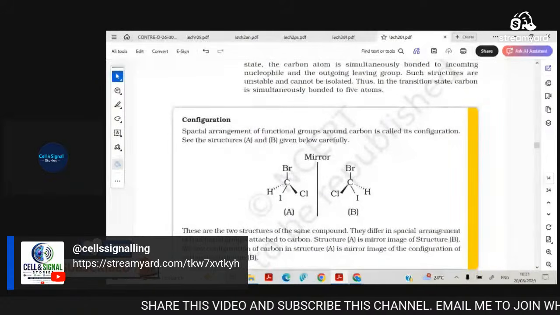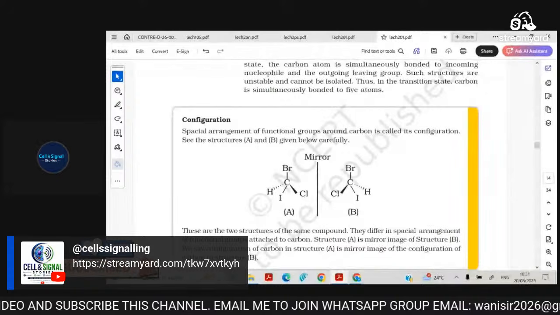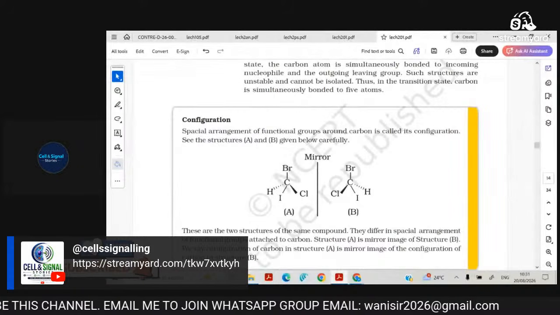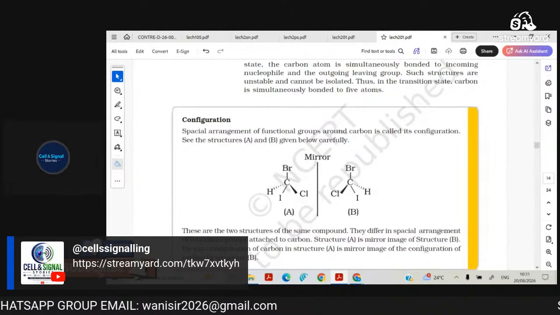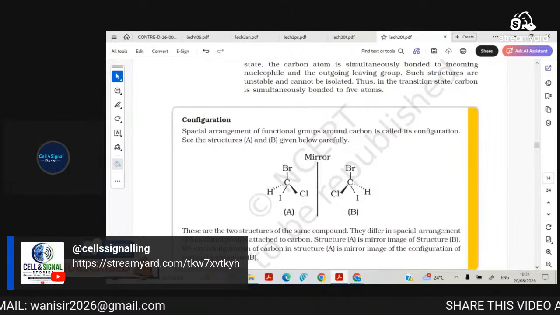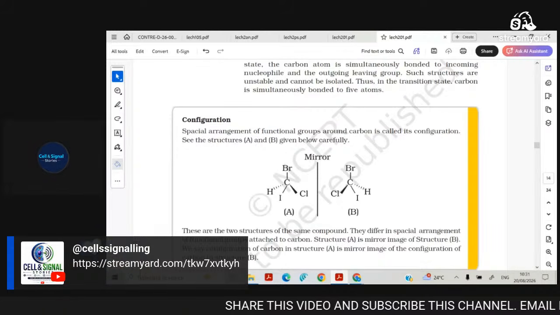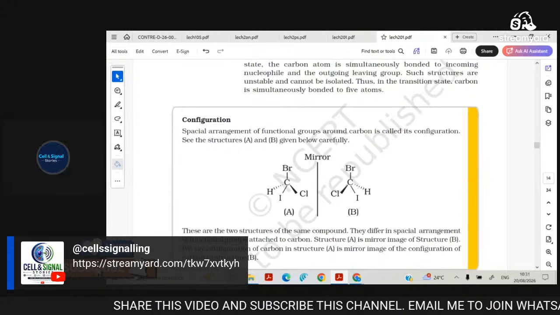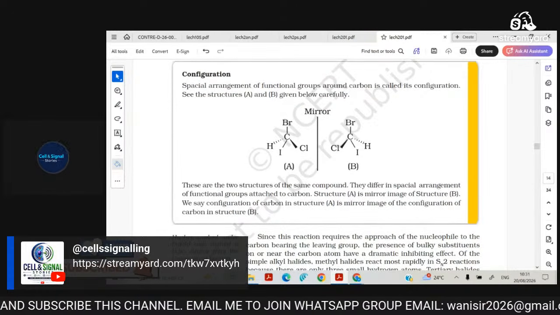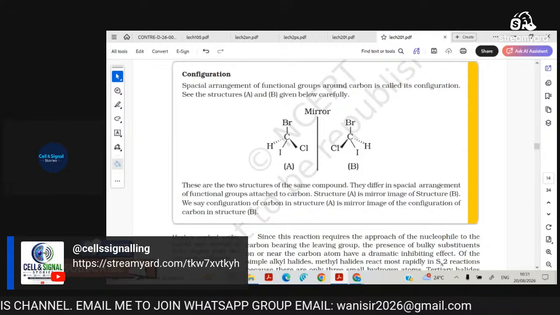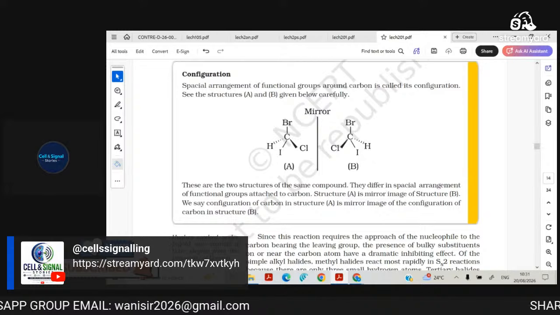So this is the configuration. That means the arrangement of functional groups around the carbon atom. What do you understand by the configuration? That means the arrangement of the groups around the carbon atom. There are two structures of the same compound, and they differ in the spatial arrangement of functional groups attached to the carbon. Structure A is the mirror image of structure B. So we say the configuration of the carbon in structure A is the mirror image of the configuration of structure B.